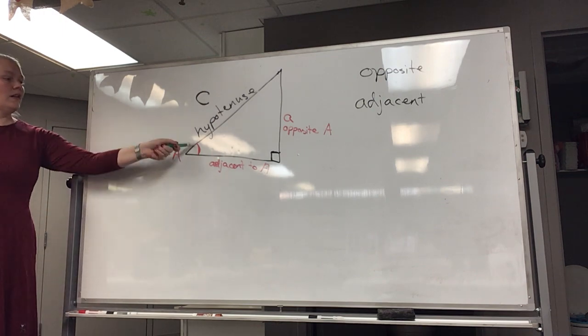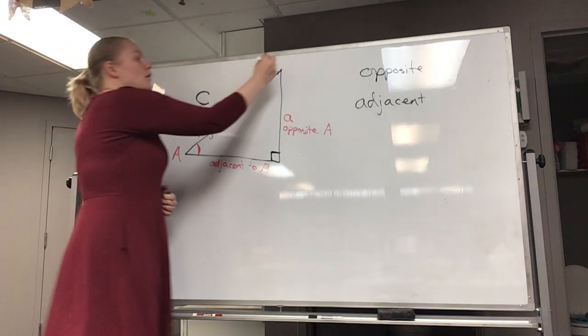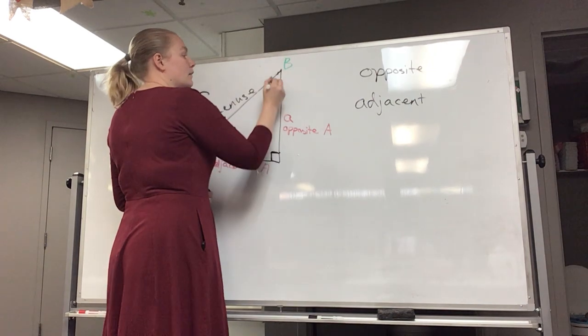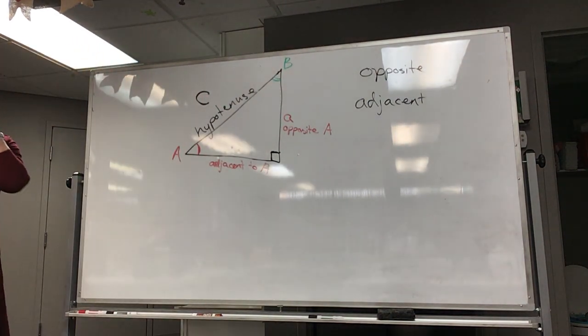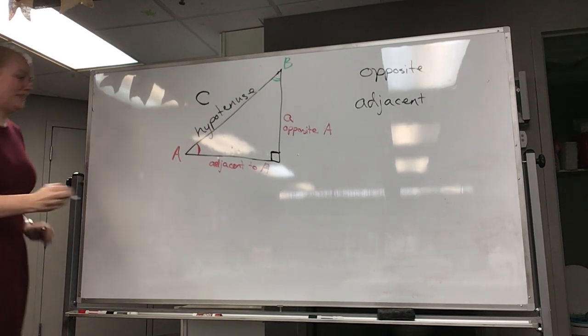So if this is our angle A, up here I'm going to put angle B. What is opposite B? Yeah, the flat one. Good.